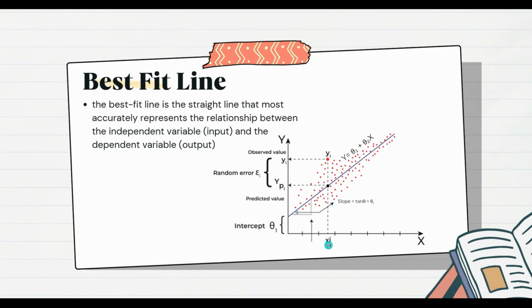And if you see, for this x, we have an absolute value, the actual value provided, yi at this point. But according to the line of regression, the prediction will come at this point for xi, which is pi. The difference between pi and yi is the random error for the prediction. And how to minimize this and how to evaluate this, we will see.